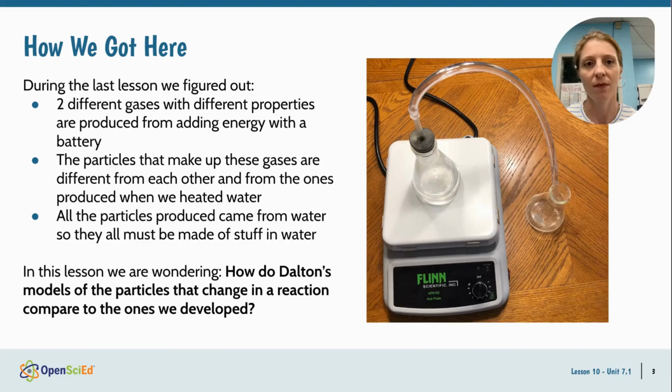How did we get here? In lesson 10, we figured out some really important things. We figured out that when we added energy from a battery to water, we got two different gases with different properties. We also figured out that the particles that make up those two gases are different from one another and different from the ones produced when we heated water. But we know that all of the particles produced came from water. So all of the gases must be made from the stuff in water. So now we're wondering, how do Dalton's models of the particles that change in a reaction compare to the ones that we developed?